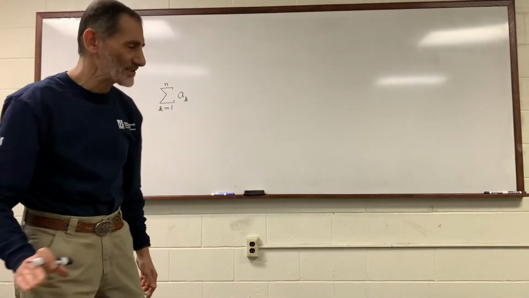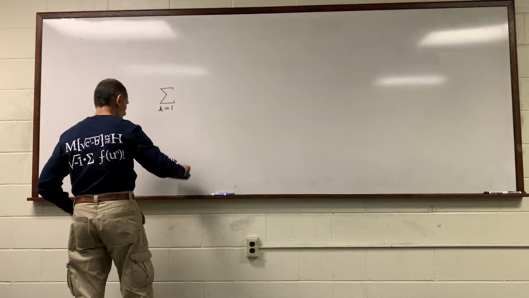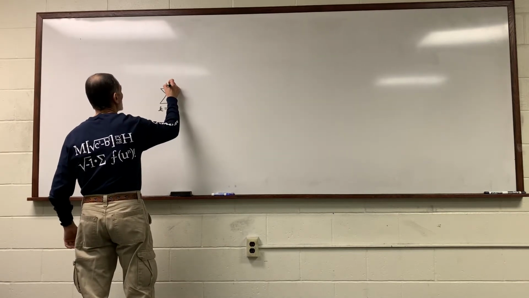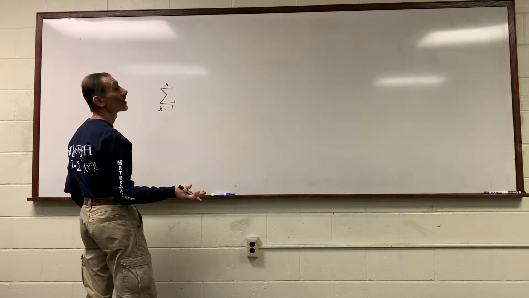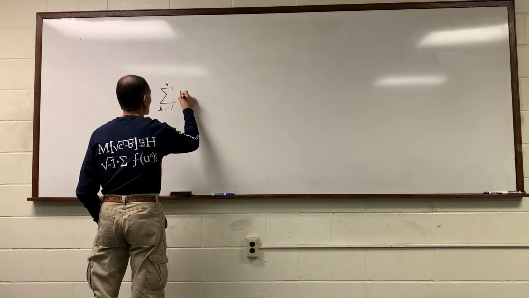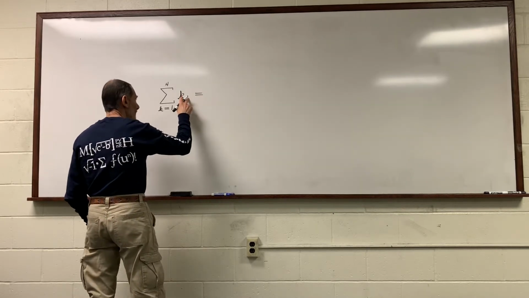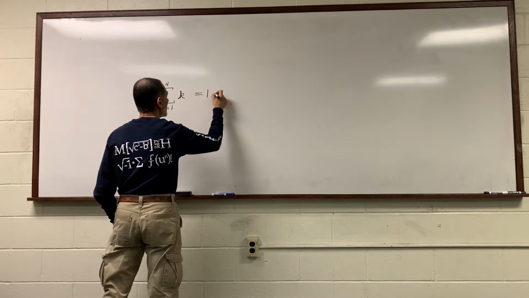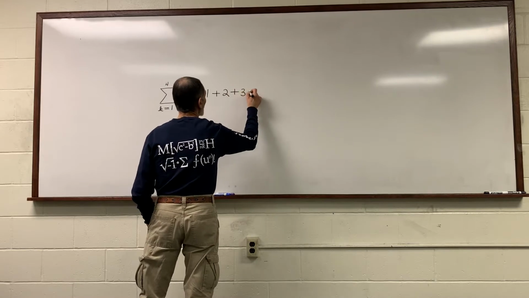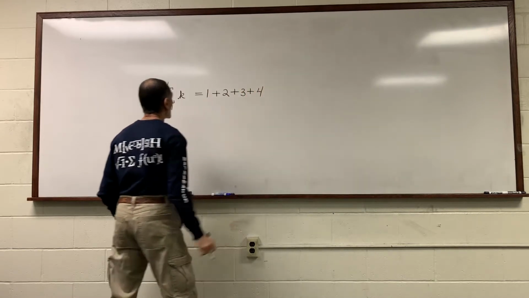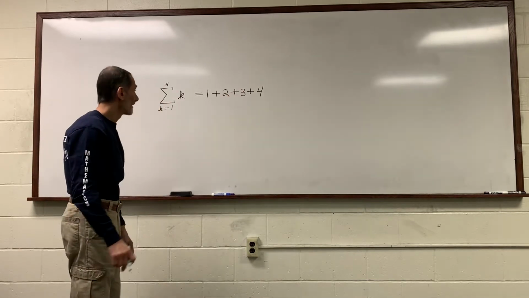Well, let's take a couple of examples, just so we see. Suppose we give a very specific upper limit. K equals 1 to 4 of the simplest, say K. The first term is 1. The second term is 2. Third term is 3. Fourth term is 4. If we evaluated that sum, we simply add those up, and we get 10.